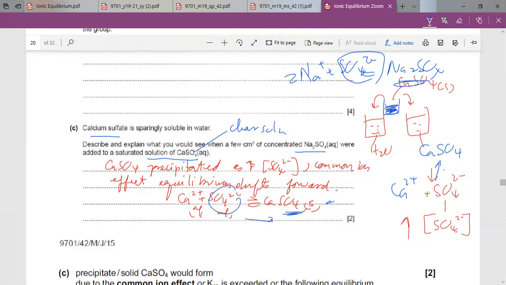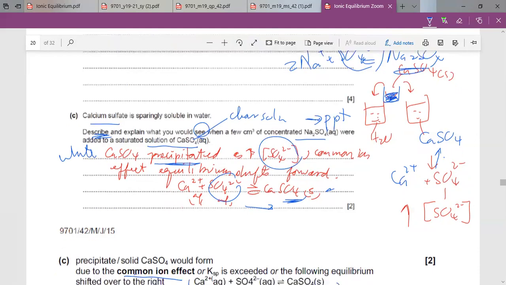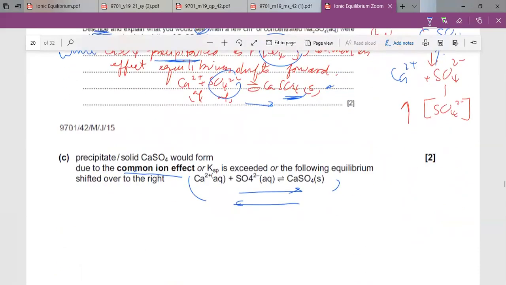Because it means you see a precipitate. Describe what you see. So what precipitate? Because the concentration of this one here increases, combined effect, shift it forward. Give the equation. Precipitate or solid form, combined effect, shift forward.